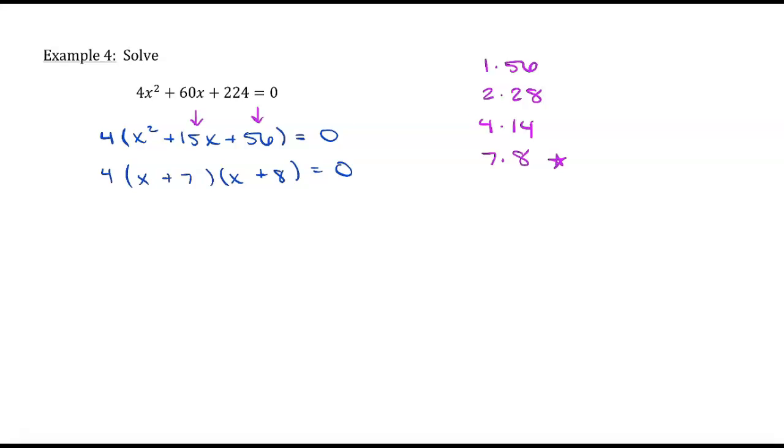Now we can use our zero factor property. We have 4 times x plus 7 times x plus 8. Clearly the factor of 4 can't be 0, and we can even simplify that away by dividing both sides by 4.